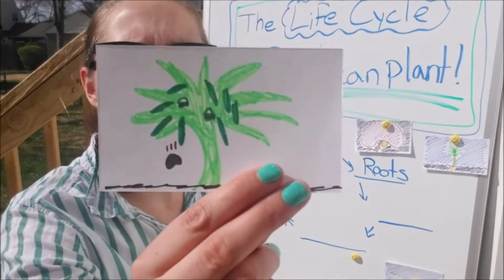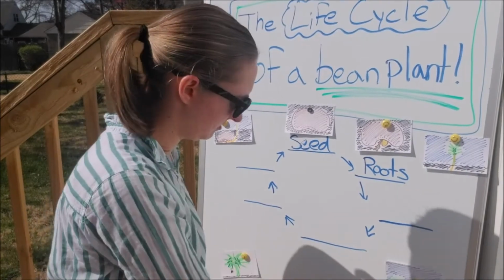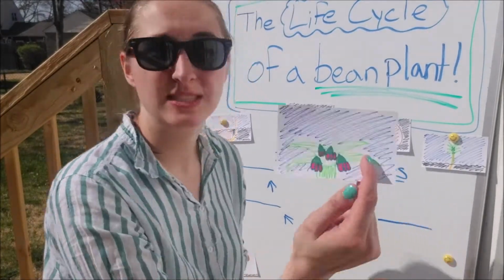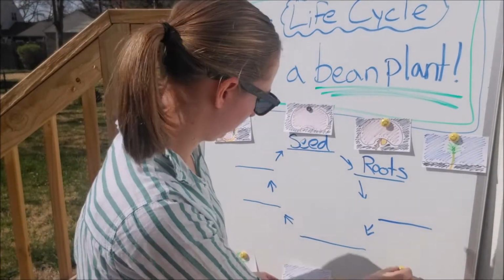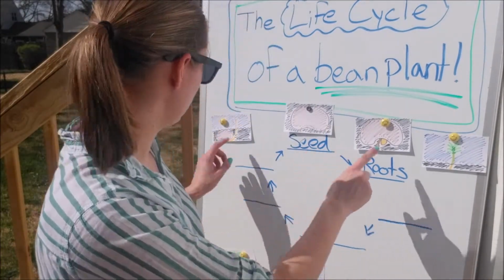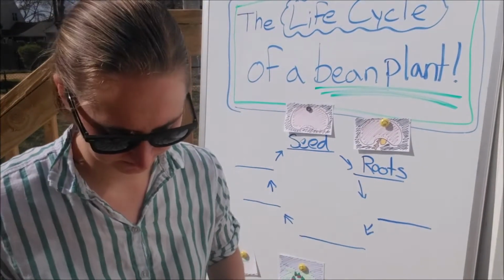This is a fully grown plant. It's already dropping seeds, so we can wait on that for a little while. This one only has flowers, but it's definitely already grown. I have two more choices here. I'll hold them both up to you.